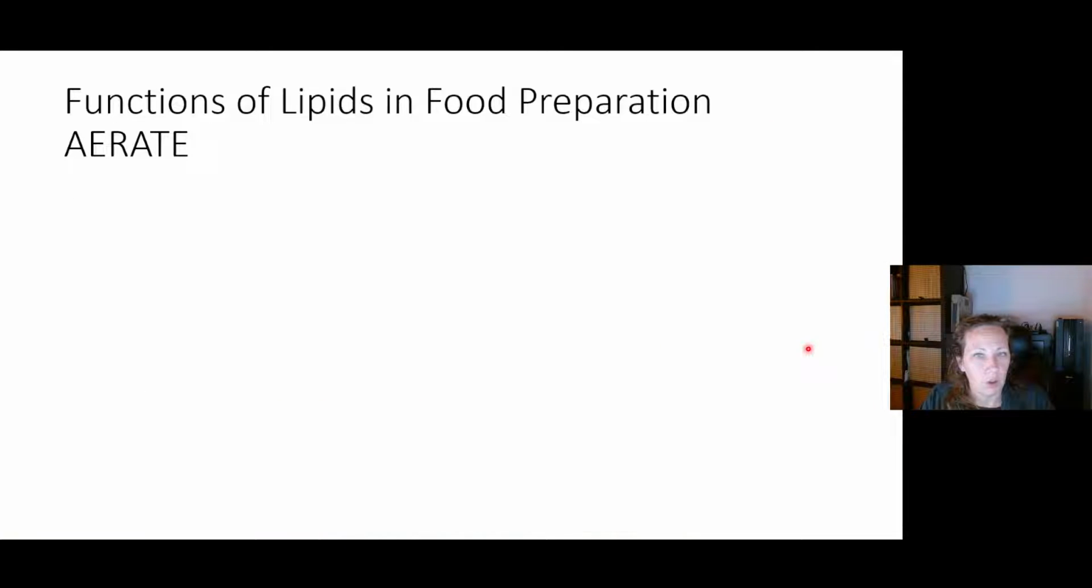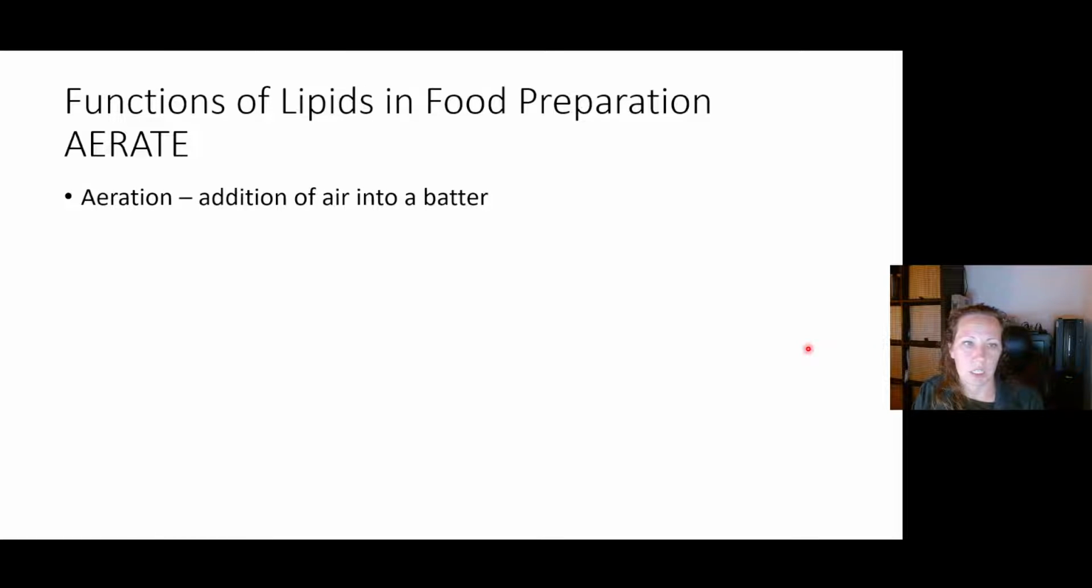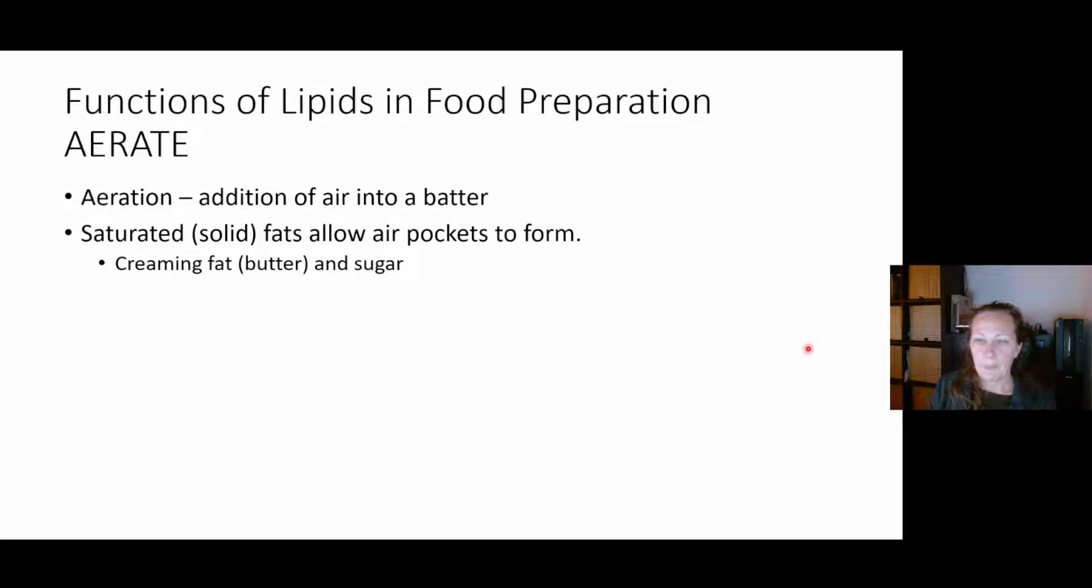So okay, next function of lipids in food preparation, the third one, is aerate. Aeration is the addition of air into a batter. This is also called mechanical leavening. So we've talked about chemical leavening, when we're adding baking soda and baking powder. This is mechanical leavening. We've done something to physically add air bubbles into our mixture. Okay, and the key thing here is that it's only saturated fats that have this aeration function.